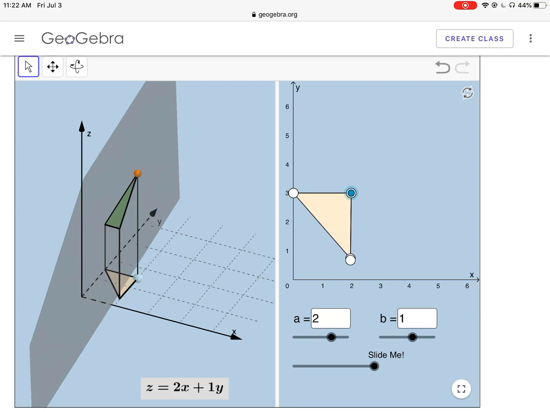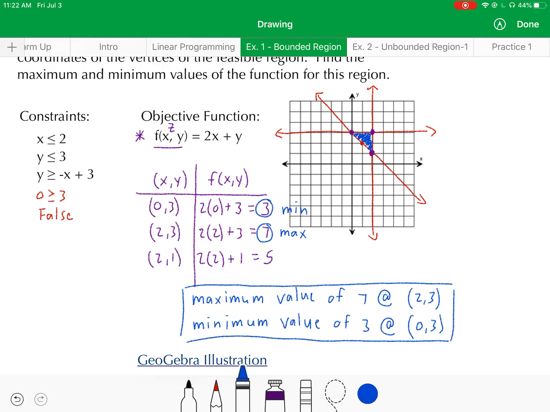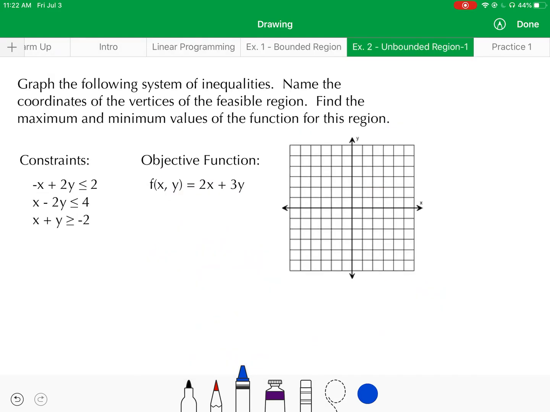All right, let's go back and get a second example taken care of. So similar process, we've got three constraints. We have an objective function. We're trying to maximize and minimize that function using the feasible region from the constraints, okay? So let's start with the first constraint. It's in standard form, so I'll use the x and y intercepts.